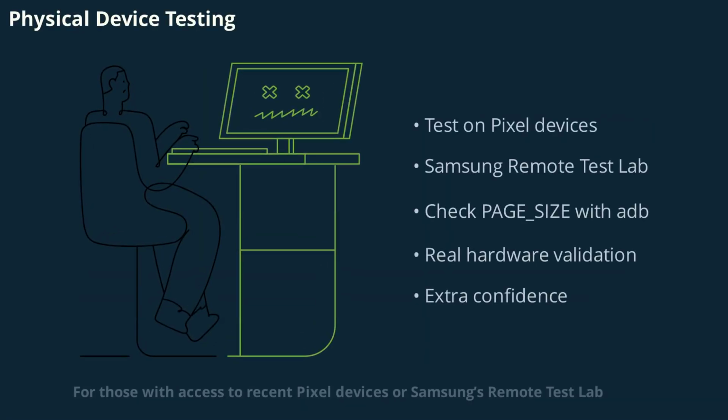For those with access to recent Pixel devices or Samsung's Remote Test Lab, you can test your app on real hardware configured for 16 KB pages. Use adb shell getconf PAGE_SIZE to verify the page size on your device. Testing on actual hardware provides an extra layer of confidence before releasing your app to users.